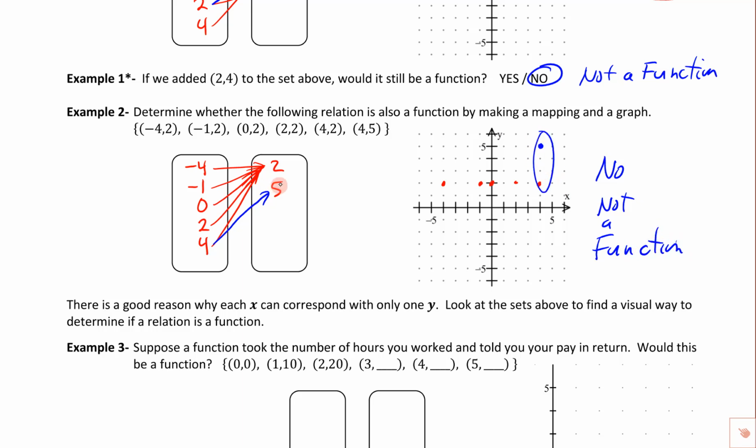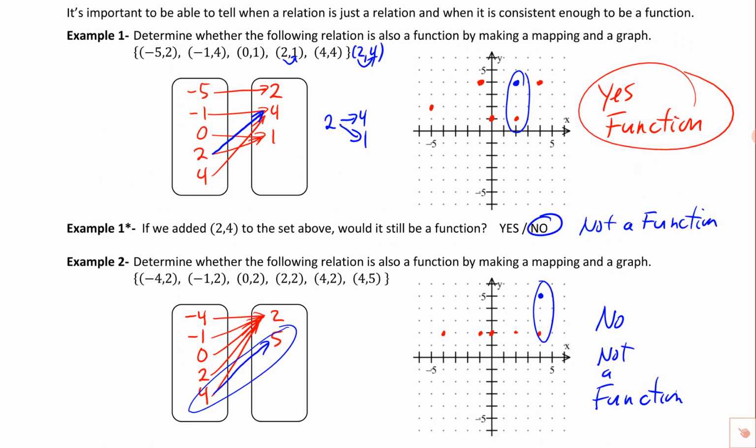Those are stacked on top of each other, and again the problem is right here because the 4 corresponds to 2 different y values, and that's not okay. Now there's a good reason why each x can correspond with only one y, and we can look at these and tell visually how to tell whether or not we've got a function, and it deals with the graph. So if I come over here and we take a look at where the problem areas were, the problem area is right here. The problem area is these 2 points right here. They are stacked right on top of each other.